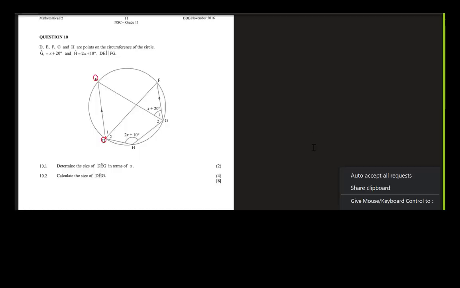Yeah, I think now you can see. G1 is x plus 20. We all see angle G1, it's x plus 20. And then we also have angle H. They say angle H here it is 2x plus 10.